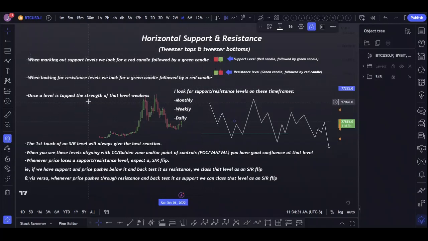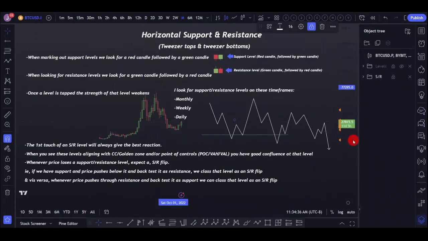Once a level is tapped, the strength of that level weakens. Okay, that's important to remember. I look for support/resistance levels on the monthly, weekly, and daily time frames. The first touch of an SR level will always give the best reaction. When you see these levels aligning with CCs, golden zones, and or point of controls, value area highs, value area lows, you have good confluence at that level. And I suppose we could add in when you see them stacked on top of each other, like the monthly and weekly level that we just saw earlier.